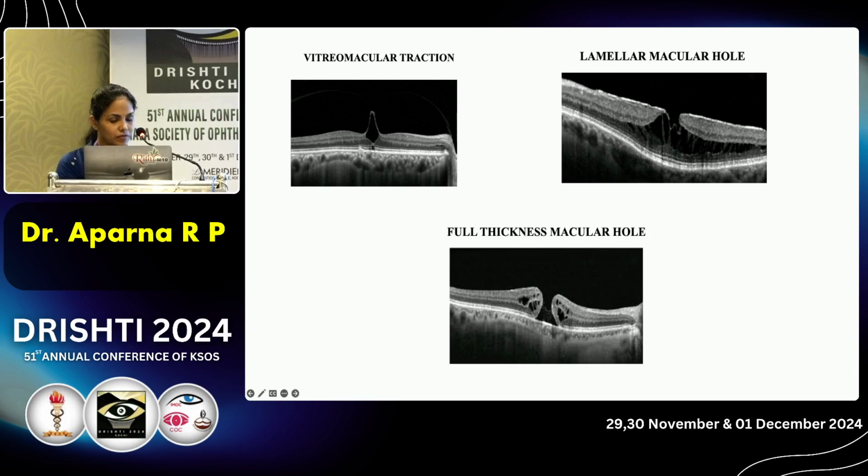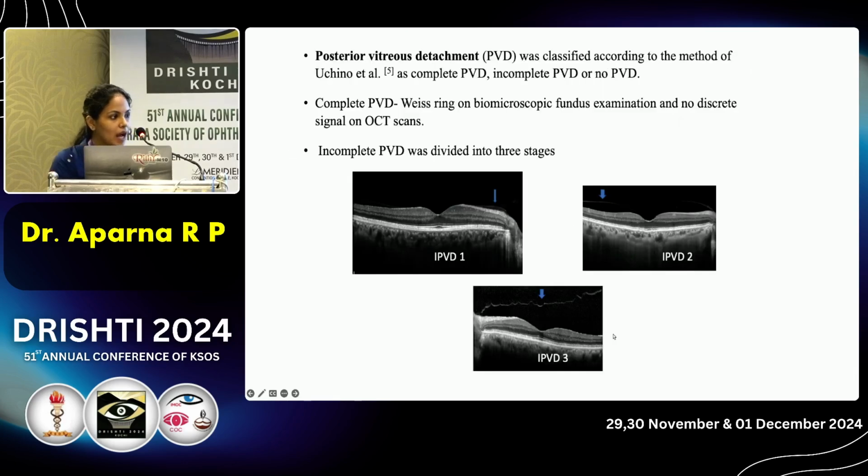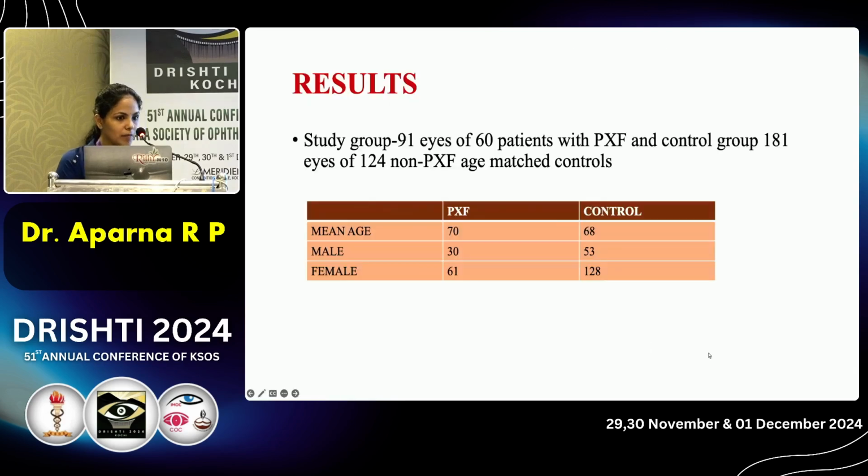Lamellar macular hole is defined as intraretinal splitting between the outer plexiform and outer nuclear layers, and full thickness macular hole as a full thickness defect extending from the internal limiting membrane to the retinal pigment epithelium. The posterior vitreous detachment was classified according to the method of Uchino et al. into complete PVD, incomplete PVD and no PVD.